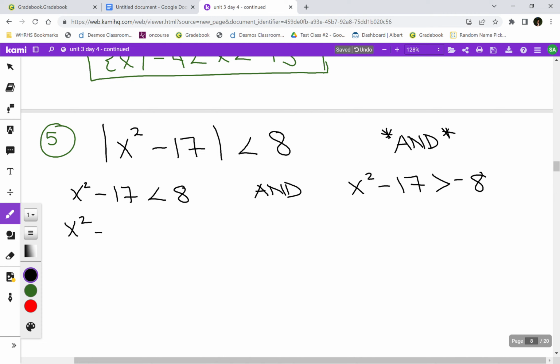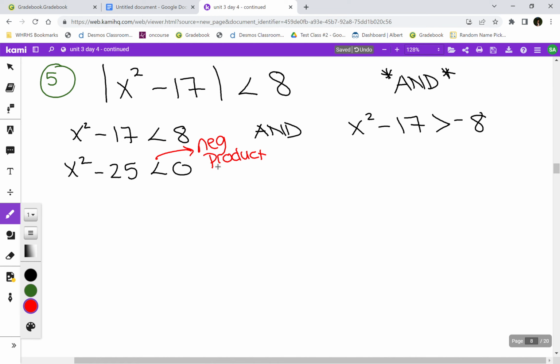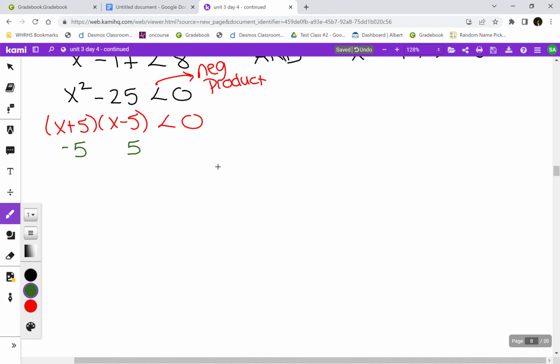We're going to get x squared minus 25 is less than 0. Because it's less than, what do we want? A negative product. We need our outcome to be negative. So we're going to have an x plus 5 and x minus 5 is less than 0. Our reference numbers are just negative 5 and positive 5.